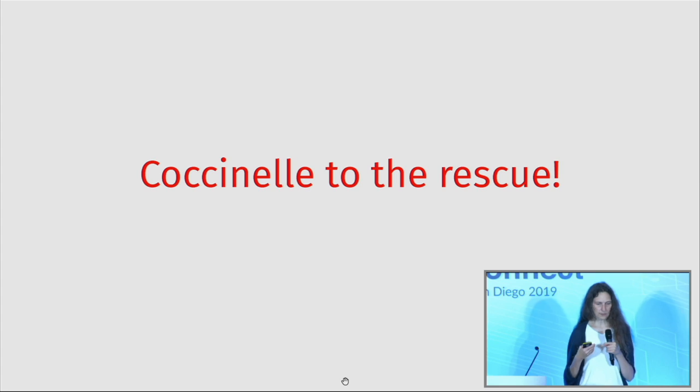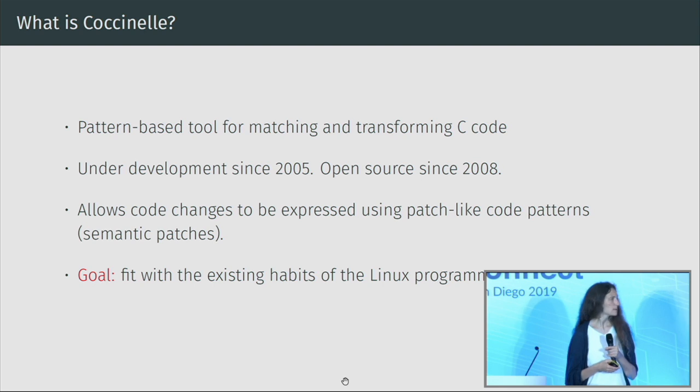Coccinelle is a language, a transformation system for allowing you, the person who knows your code best, to write rules that will allow you to automate these kinds of changes across the entire code base. So Coccinelle, as I said, is a pattern-based tool for matching and transforming C code. We've been working on it for almost 15 years. It allows code changes to be expressed using patterns that are like the code. Basically, we start with the idea of a patch, and we make it a bit more general, something we call semantic patches. And then you have something that looks like a patch. A patch only is going to work in one place in the code. A semantic patch is going to be able to apply to the entire code base.